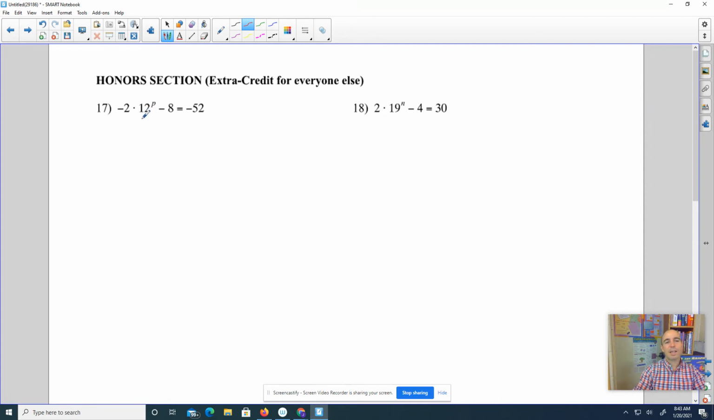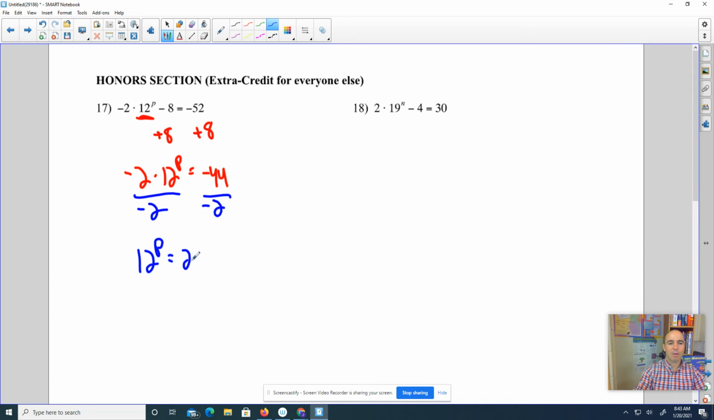So what I need to do here is get 12 to the p power all by itself, right? Now, there's a couple steps before I get there. Whereas the regular problems that we had last page, you just had to do one step. Now I got to do 2, but that's it. It's just one extra step, really. So now I got negative 2 times 12 to the p power equals negative 44. Okay, now what I got to do is get rid of that times negative 2 by dividing by negative 2.